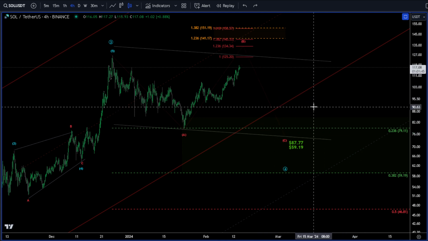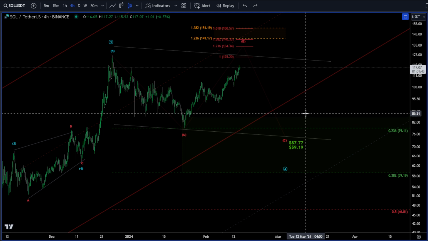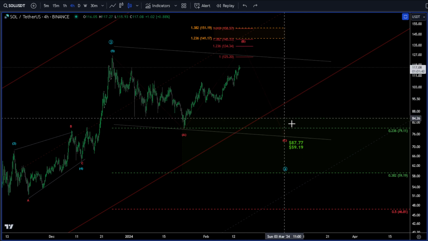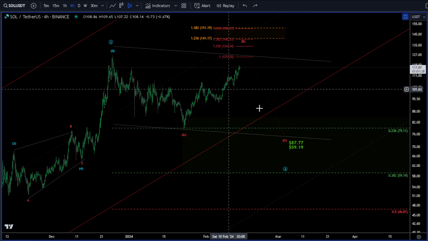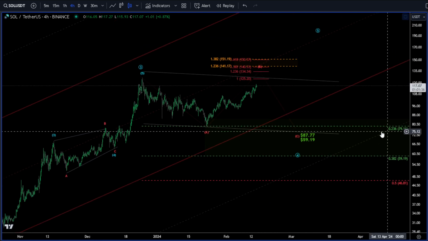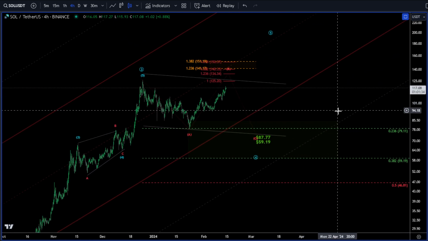I'm going to be tracking this one down at the lower time frames from here on out because there are some short opportunities here as a scalp. But I did want to show you this alternative, and this is where we get even more bullish.